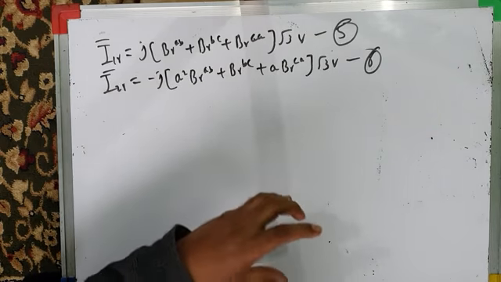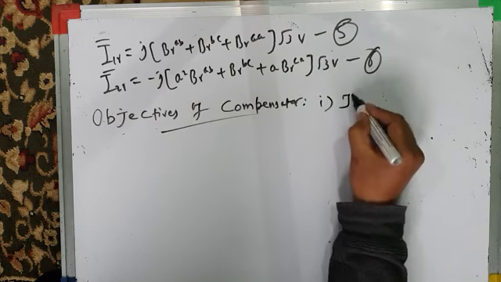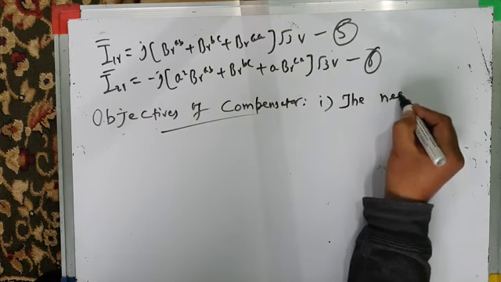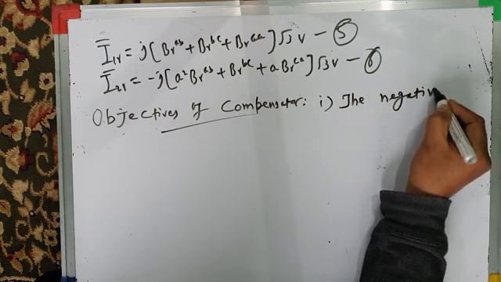But how to find that? For that purpose, first of all, you must know the objectives of the compensator. What are the two objectives for which you are connecting the compensator? First objective is that the negative sequence component of load current must be supplied from the compensator negative sequence current. This is the first objective of connecting the compensator.